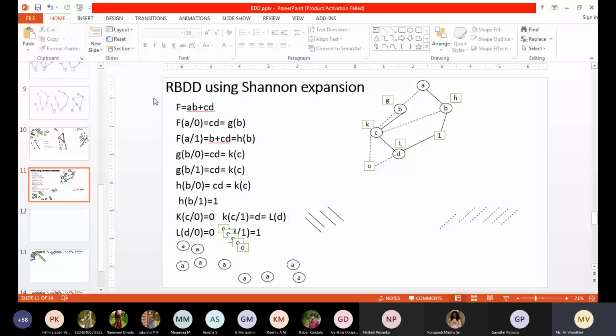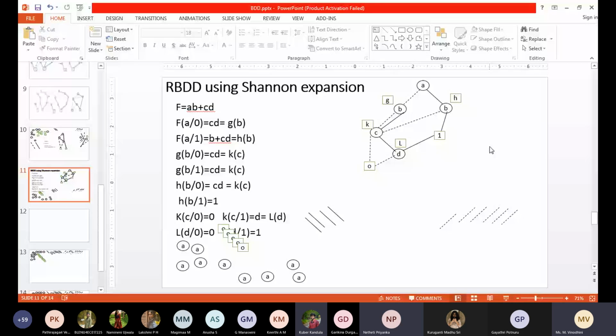Next, one step you need to do after drawing this graph or tree: you have to search for any redundant node. Is there any redundant node in this diagram?